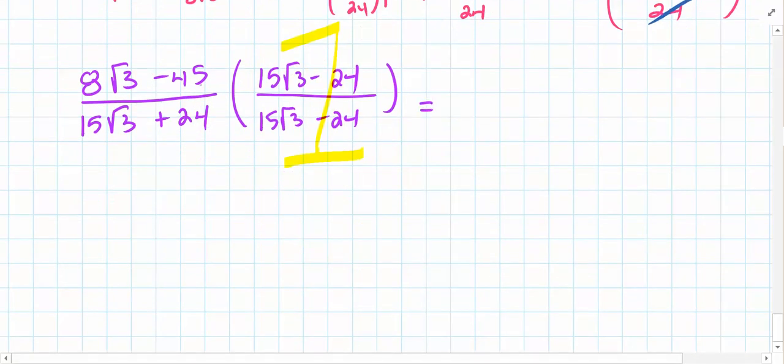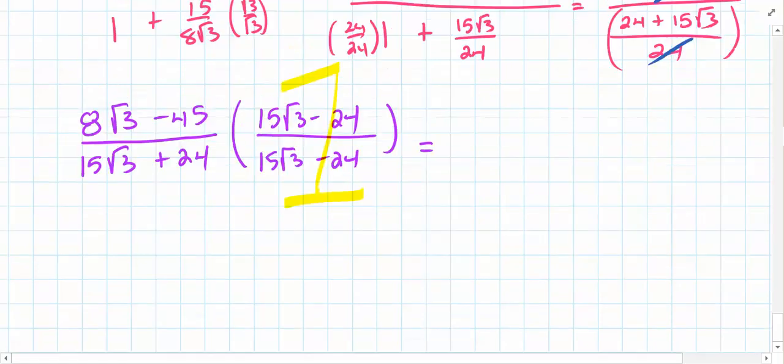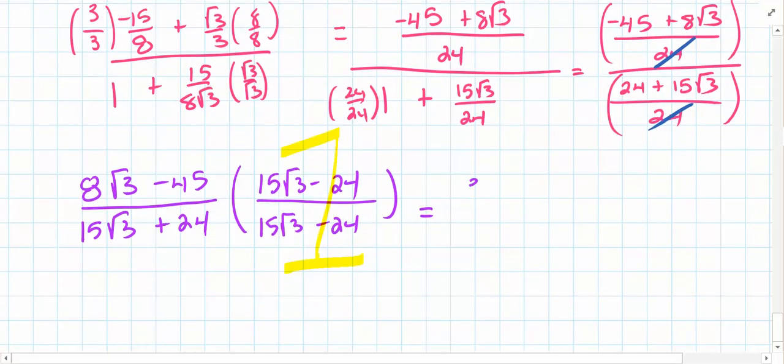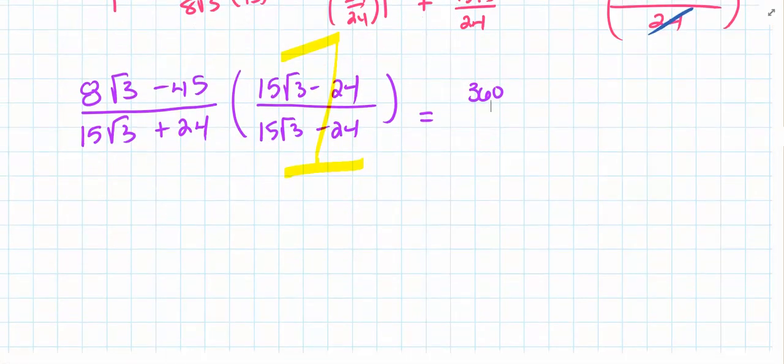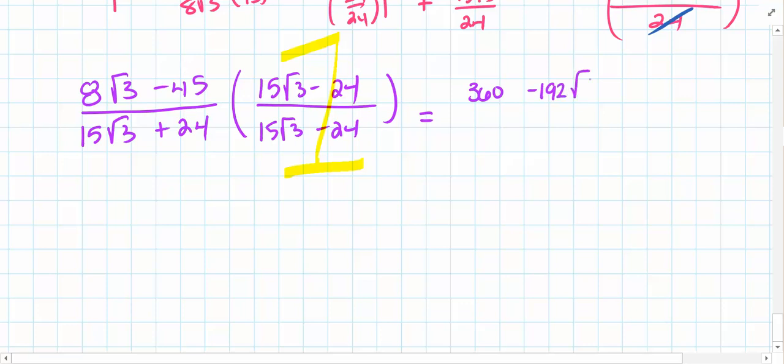First, what's 8 times 15 times 3? Help me out. Wait, can you move up a little bit? Yeah, move up a little, sure. Good, yep, I got 360. Okay, there's my first. Let's do my outer. What's 8 root 3 times negative 24? No, that's going to be negative 192 root 3s.